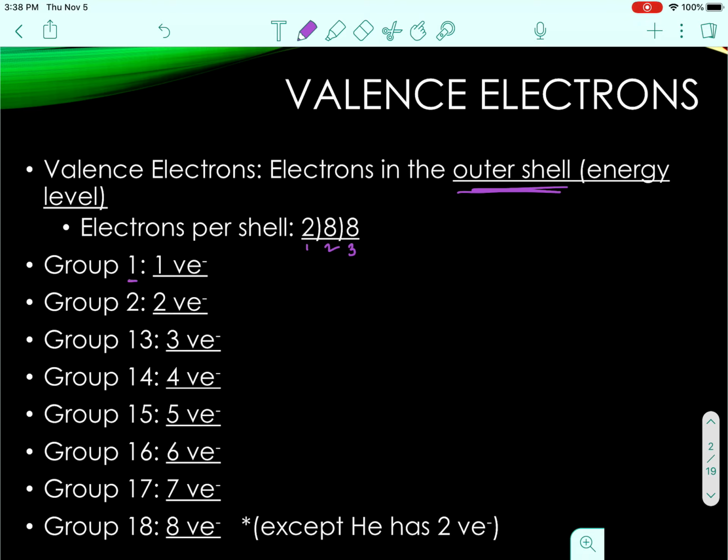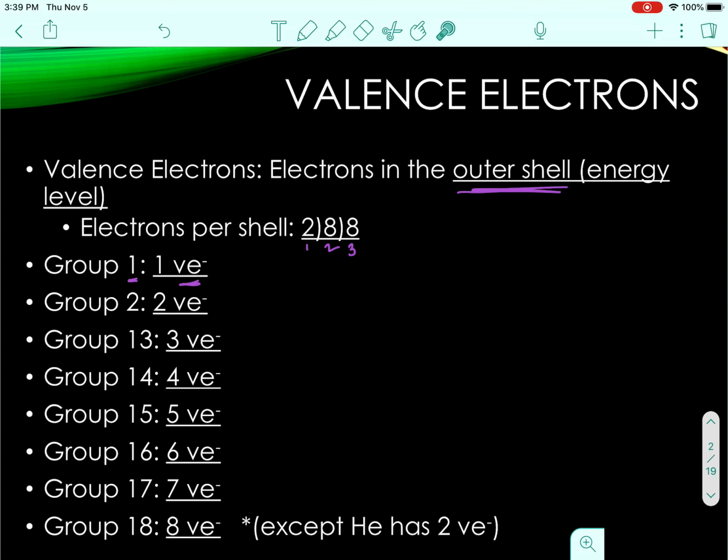So group 1, remember group number goes with valence electron. So group 1 has 1 valence electron. Group 2 has 2 valence electrons. Group 13, now remember we skipped the transition metals and there's 10 of those, so instead of being group 3, it's group 13. Group 13 has 3 valence electrons. Group 14 has 4 valence electrons. Group 15 has 5 valence electrons. Group 16 has 6 valence electrons, and group 17 has 7 valence electrons.